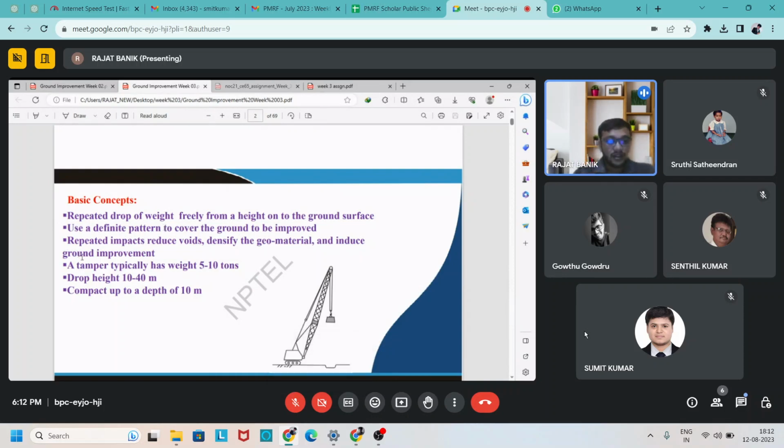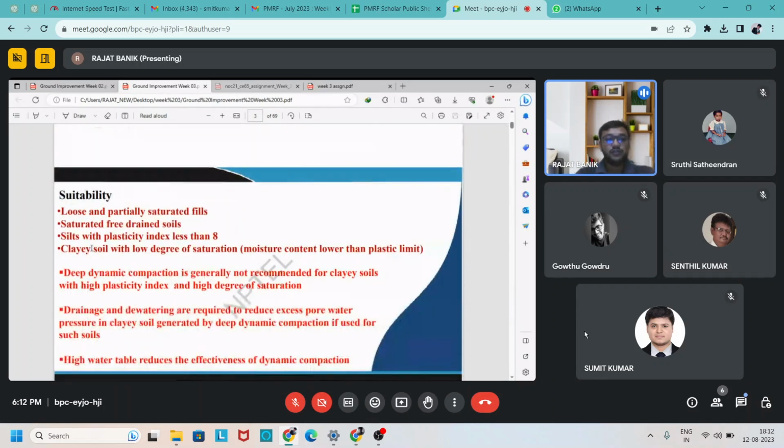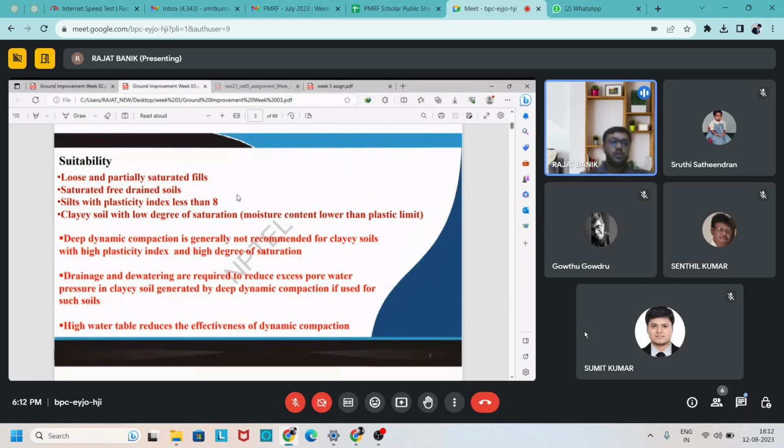Now, in the next slide, we discuss the suitability of this technique: where and under what conditions it is suitable, for what soil it is suitable, and what soil it is not. It is written here that it is mainly suitable for very loose and partially saturated fields. That means it is suitable for cohesionless soil, where it is very effective, and it is also suitable for saturated free-draining soil.